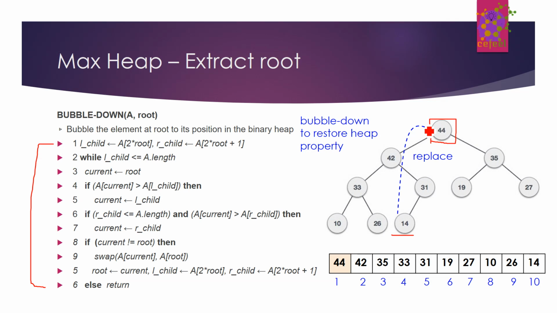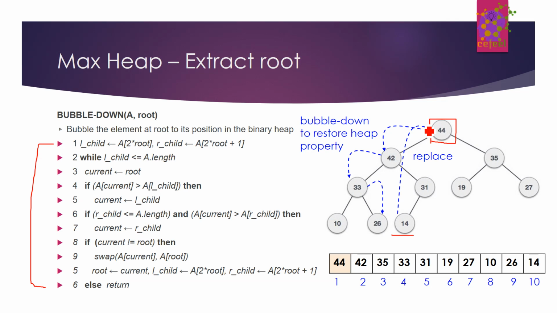Now that would violate the heap property, so we need to constantly compare it with its children and then bubble down the element, in this case element 14, so that it goes and fits into its position, and then the heap property is restored. Now in this case, we might have to compare with 42, 33 and then 26, because notice 14 is the smallest element, and that's why it will bubble down until the leaf of the binary tree.